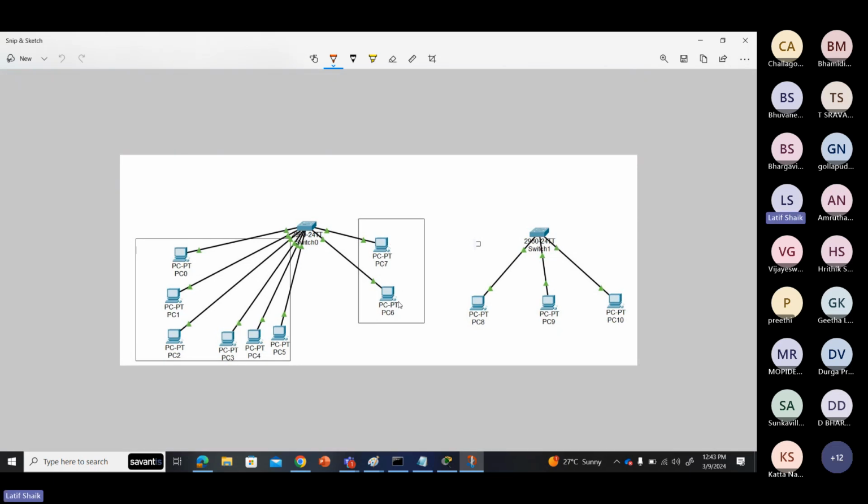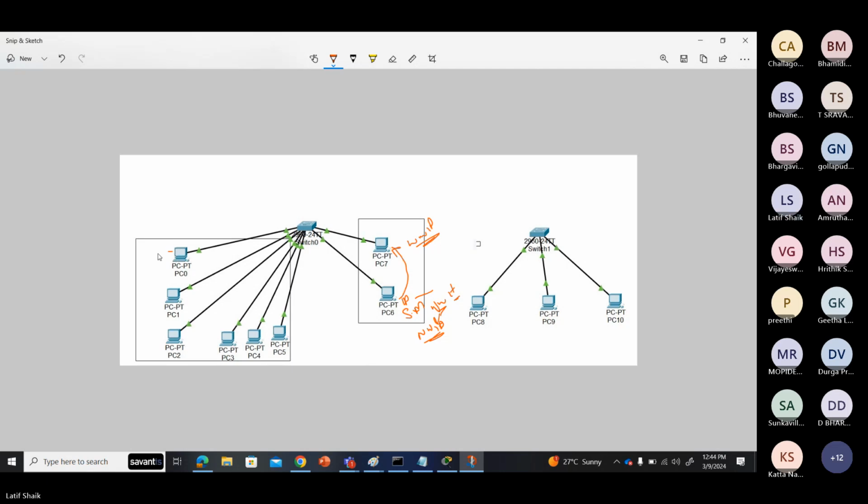See guys, when these two systems want to communicate with each other, they have their IP address and subnet mask. This subnet mask divides the IP address into network ID and host ID, the network portion and the host portion. If this network ID and this network ID are the same, then both can communicate with each other.